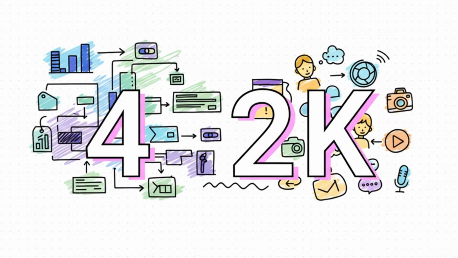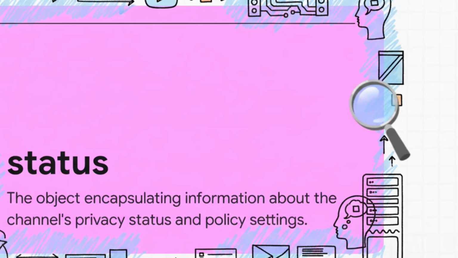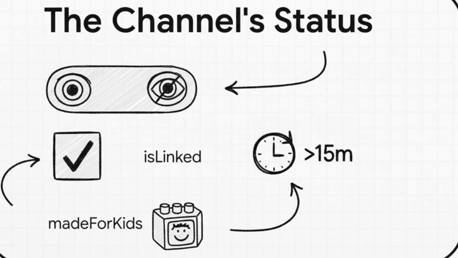And finally, there's video count. Super simple. It's just the total number of public videos that are currently on the channel. It gives you a real sense of the sheer volume of content that creator has made. So, beyond its identity and its stats, there's one more key piece, the status object. The best way to think about this section is like the channel's rulebook. It defines what the channel is and what it's allowed to do. This section basically governs the channel's powers.